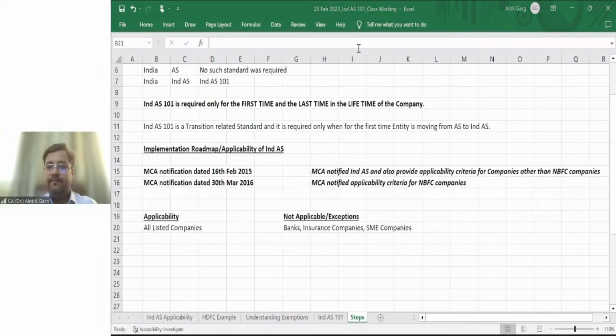Is it clear? Yeah. Okay. All listed companies, banks, insurance companies, SME companies.